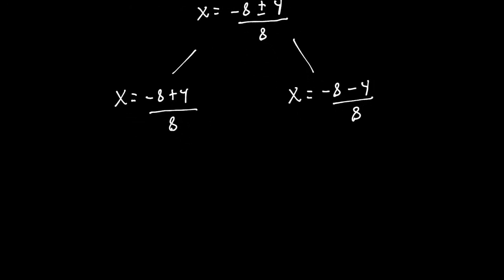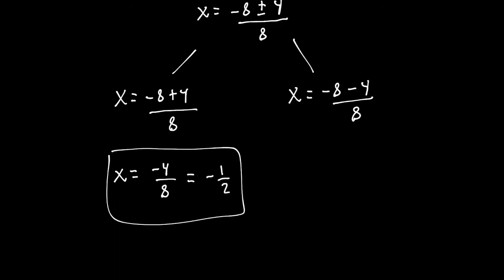So I'll begin by simplifying the first one, the one on the left. So here, negative 8 plus 4, that's going to equal negative 4. And then negative 4 over 8, we can simplify that as just negative 1/2. That's the first solution. Here on the right, the negative 8 and the negative 4, that simplifies to negative 12. So we have negative 12 over 8. And we can simplify the fraction if we divide both the numerator and the denominator by 4.